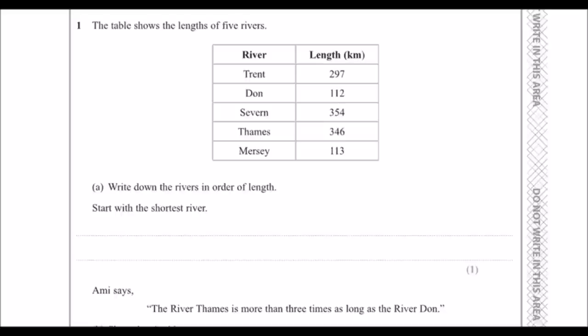Write down the rivers in order of length. Start with the shortest length. So we're just looking for the smallest number in the length column, and we're going to write down the river. So the smallest one, 112, is the Don. Then 113, the Mersey. 297 is the Trent.